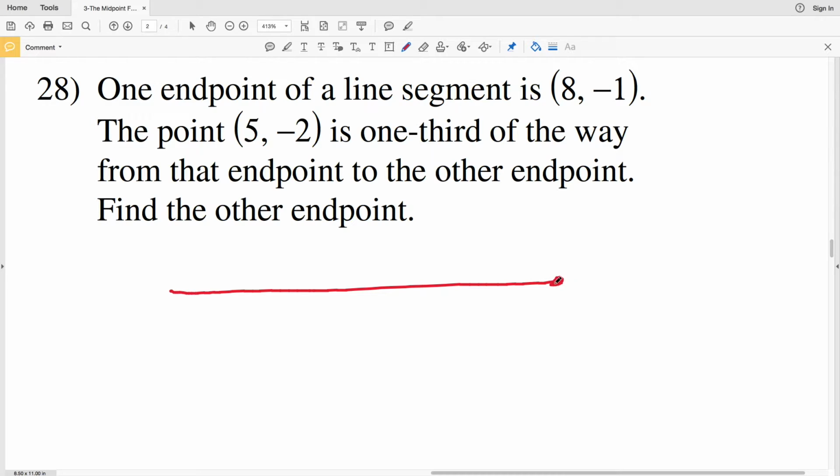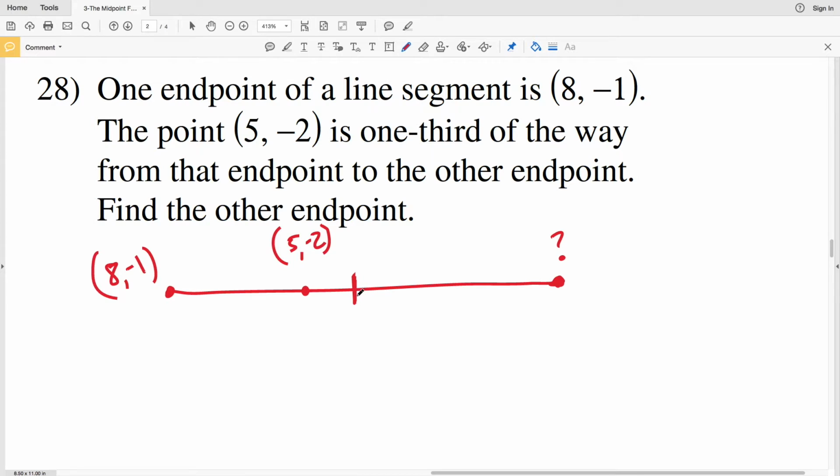So here is our line. 1/3 of the way from this endpoint, which is given to us as (8, -1), we're going to have (5, -2). And this is our unknown, what we're trying to solve for. In order to figure this out, we need to solve first for the midpoint of the line. Here is the midpoint of the line.